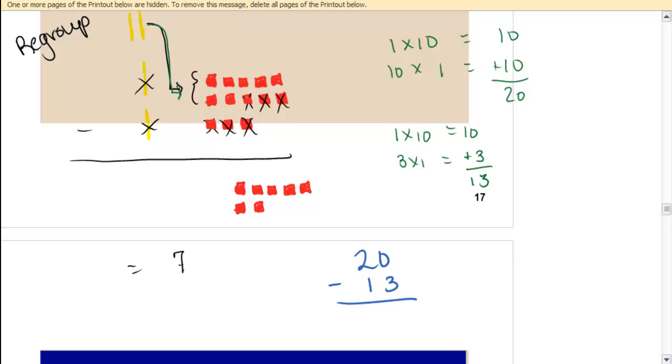And since we can't subtract 3 from 0, we need to borrow from the tens place. So we take away one of the tens, which makes the 2 a 1, and we add those tens to the ones place. So ultimately what we're working with then is going to be a 1 and a 10 minus a 1 and 3, which is what we saw in the picture. 1 minus 1 is 0, 10 minus 3 is 7, and that's our answer.